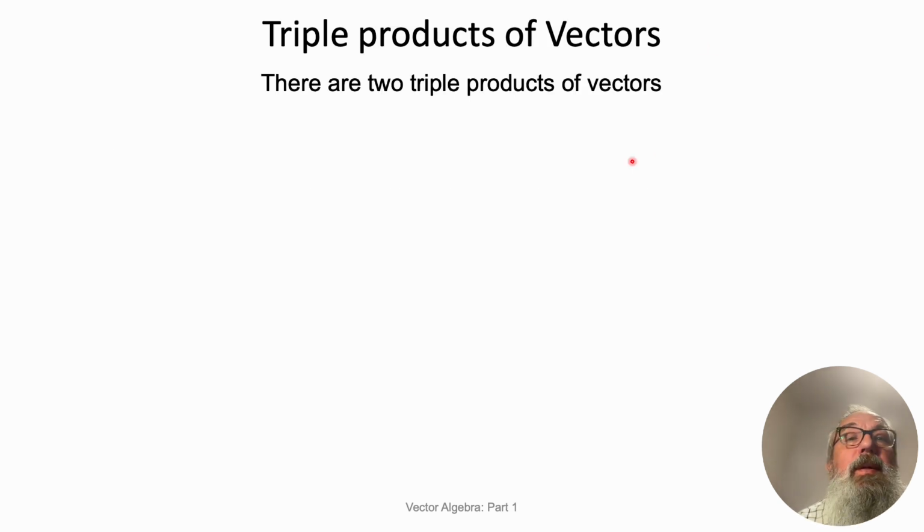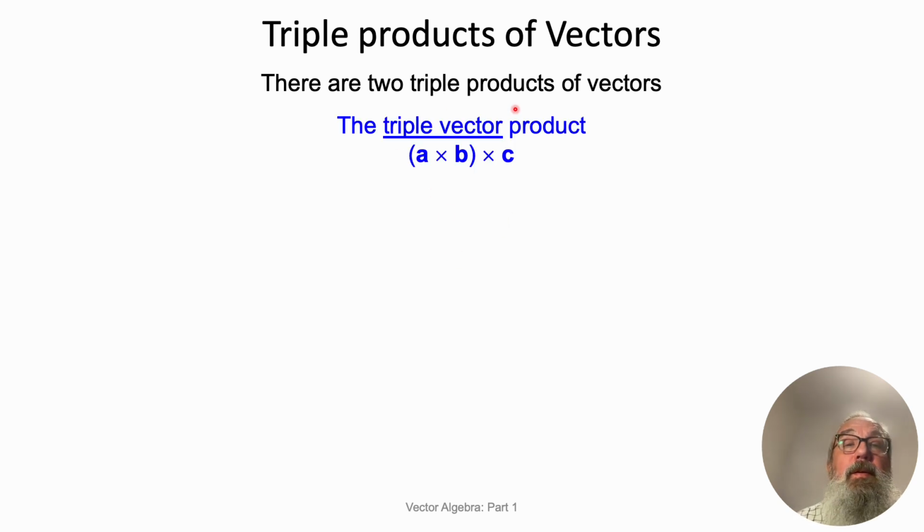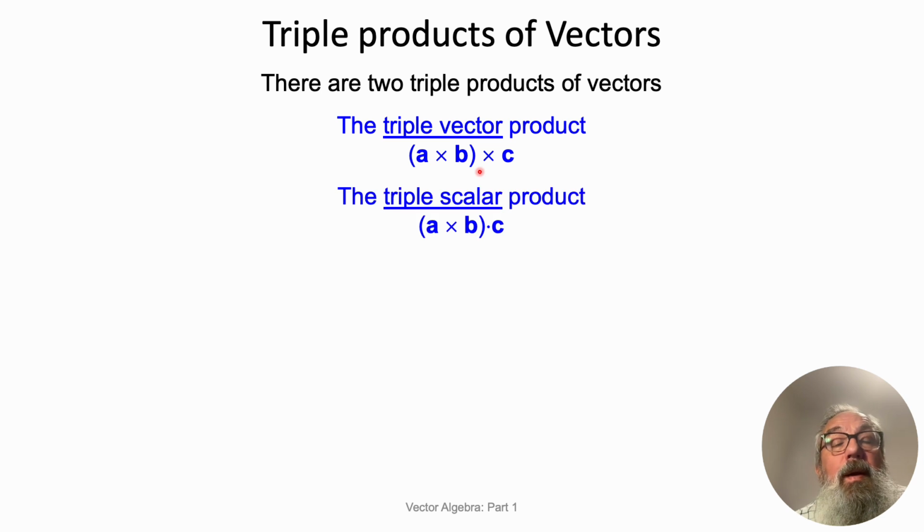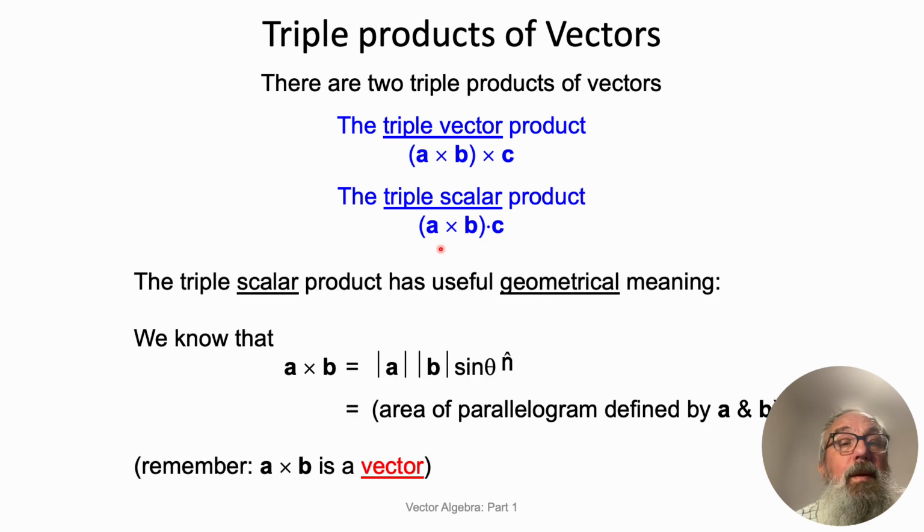Okay, we'll now look at the triple product of vectors. There are two triple products of vectors: the triple vector product, the triple cross product, A cross B cross C, and the triple scalar product, A cross B dot C. A cross B creates a vector, so we can dot it with C. The triple scalar product is useful in geometrical meanings, like many of our vector calculations.